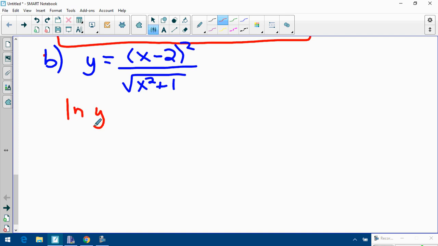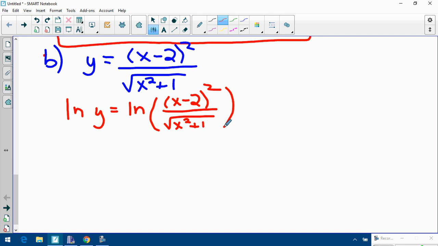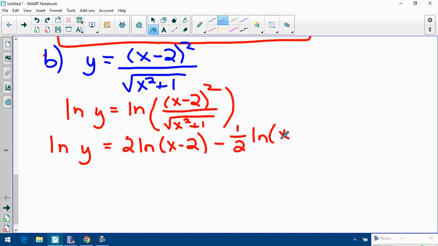If I take the ln of both sides, we get this. I've got to use log properties on the right, so let's make this look a little cleaner. ln y equals, the top will be 2 ln(x - 2). 2 comes out front. We're dividing, so minus, what's going to be out front here? 1/2 ln(x^2 + 1).